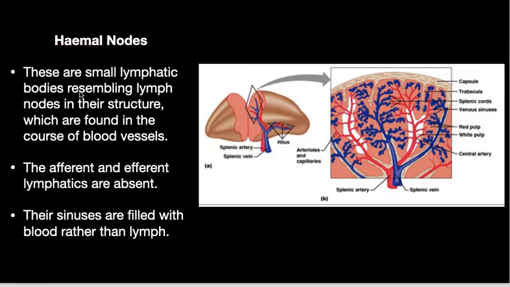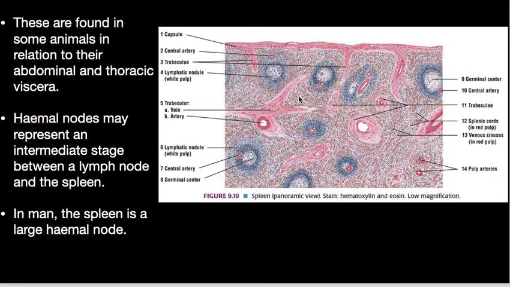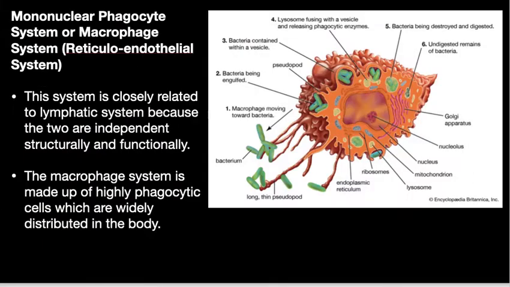What is a hemal node? They are small lymphatic bodies resembling lymph nodes in their structure, which are found in the course of the blood vessels. The afferent and the efferent lymphatics are absent, and their sinuses are filled with blood rather than lymph. They are found in lower animals. Hemal nodes may be considered as an intermediate stage between a lymph node and a spleen. In man, the spleen is the large hemal node.